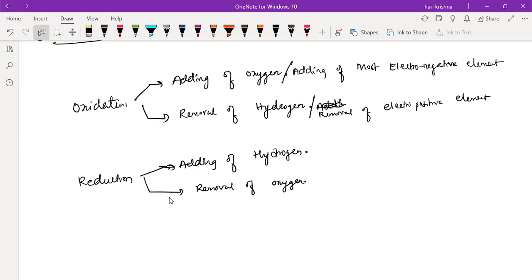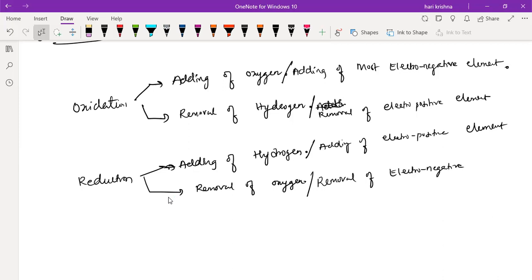Simply, you can say oxidation is the adding of the most electronegative element, or adding of oxygen, or removal of hydrogen. Reduction means adding of an electropositive element, or removal of an electronegative element. Fine.